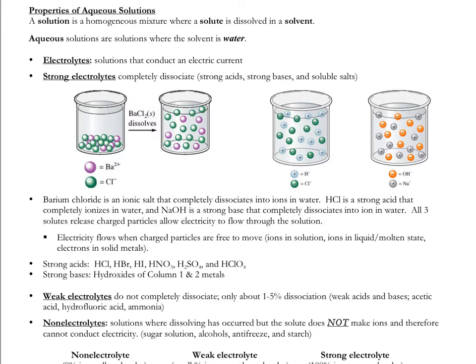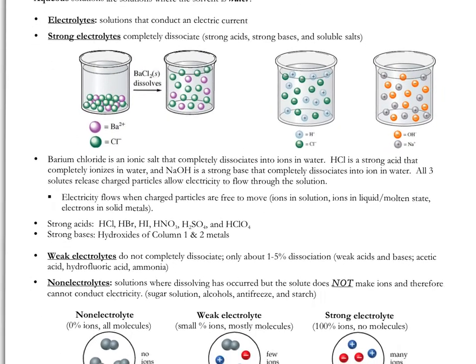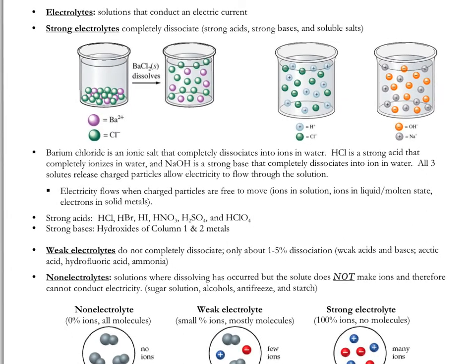So when we are in aqueous solution, there's a lot of different properties or a lot of different things that we can know or want to know. And one is the idea that we can have something that is an electrolyte. So that would be an aqueous solution that can conduct an electrical current. The conducting of electricity is the movement of charge. So when something conducts, it's conducting because charge is allowed to move.